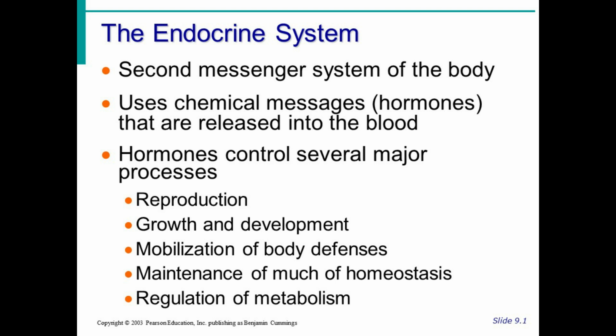They are released into the blood because the endocrine system has no ducts. Hormones control several major processes like reproduction and growth and development. Reproduction, like estrogen and progesterone. Growth and development, like our growth hormones, mobilization of body defenses, maintenance of much of our homeostasis. We will discuss that the endocrine system has positive and negative feedback mechanisms, like we have discussed in chapter 1. And regulation of metabolism, whether it's carbohydrates, lipids, or proteins.